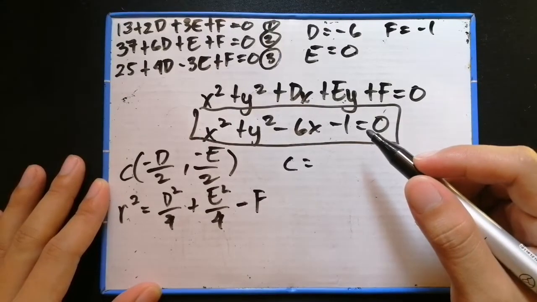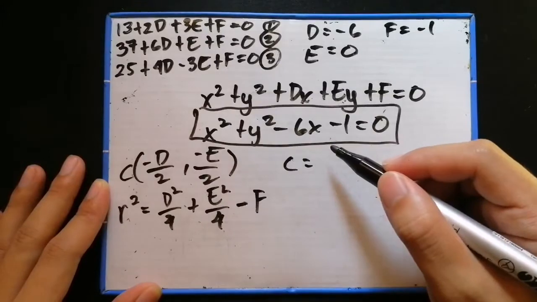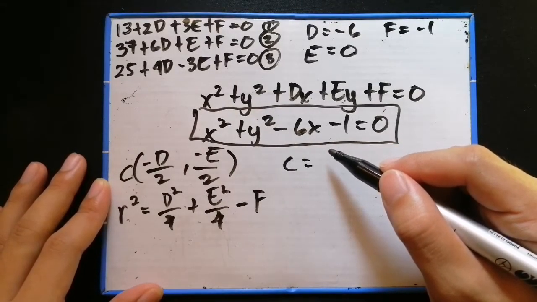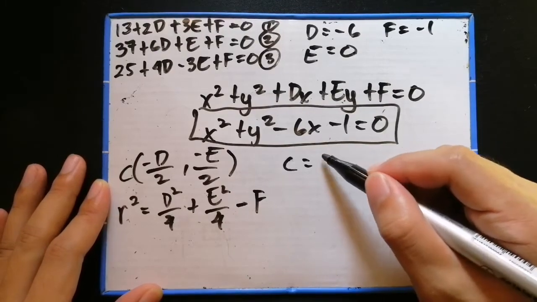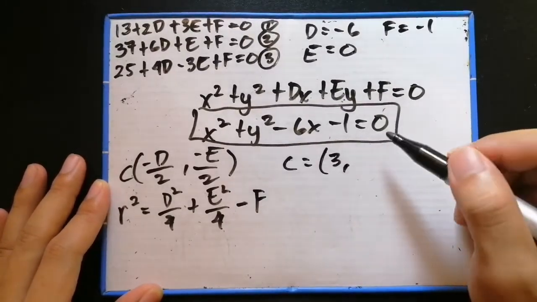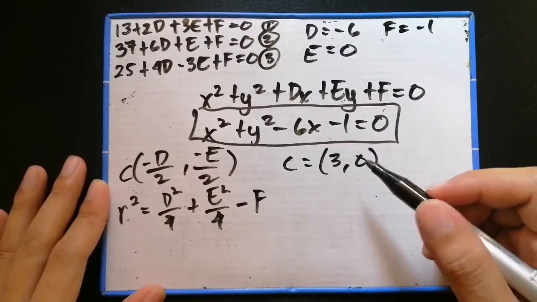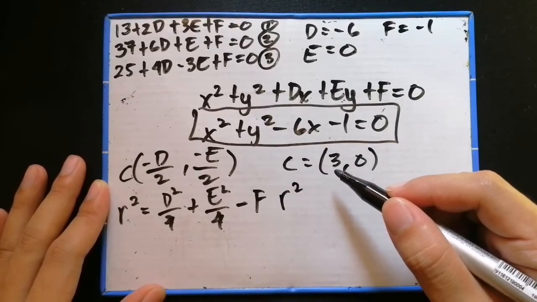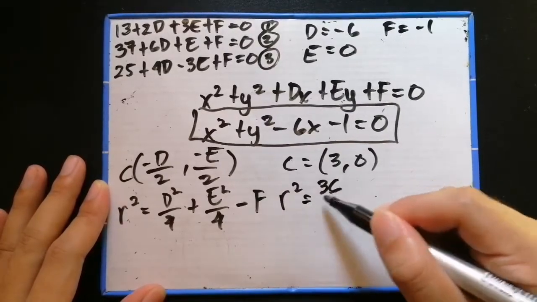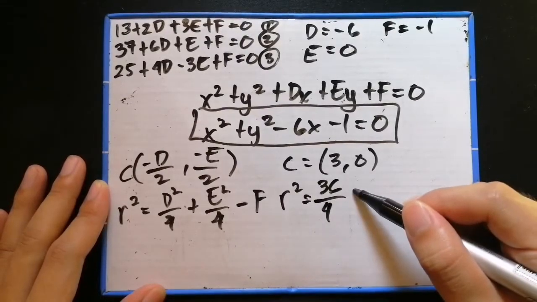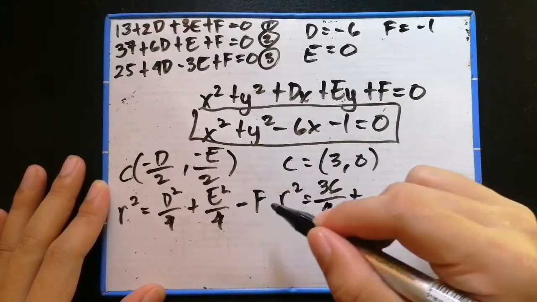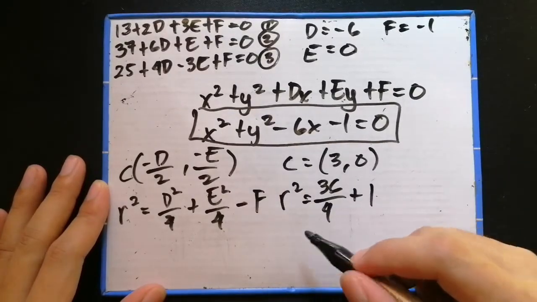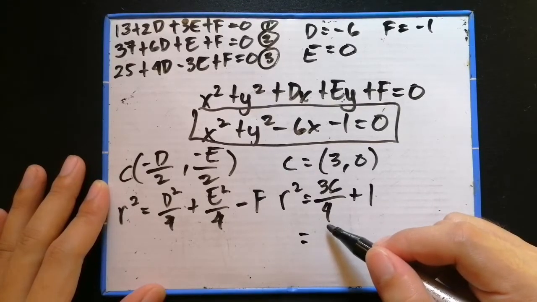So, si center natin would be equal to negative D over 2. Si D natin ay negative 6. Will give us positive 6 over 2. Ang center natin ay 3. Then, E is 0. So, 0 lang to. Center natin ay 3, 0. Ang radius naman natin, let's solve. R squared is equal to 6 times 6, 36 over 4 plus 0 squared minus the negative 1, plus 1. Ayan. So, 36 over 4 is 9.